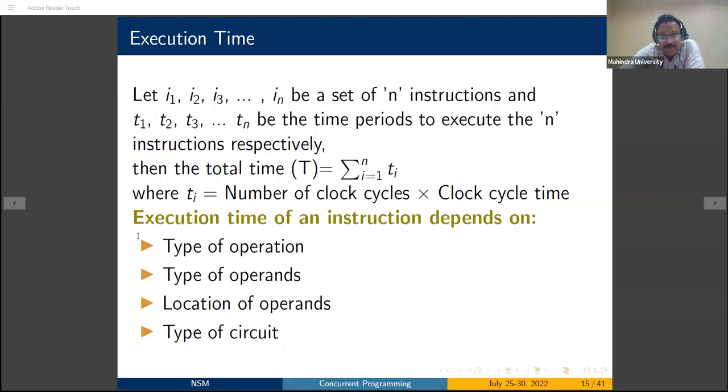Yes, the execution time of an instruction depends upon the type of operation, type of operands, location of operands, and type of the circuit. Suppose old laptops don't have FMA circuits, fused multiply and add circuits. On those laptops, if you perform matrix multiplication, it takes more time. On recent laptops, I'm using this laptop with an AMD Ryzen 5 processor, it has an FMA circuit. That is why it can be computed in less amount of time.